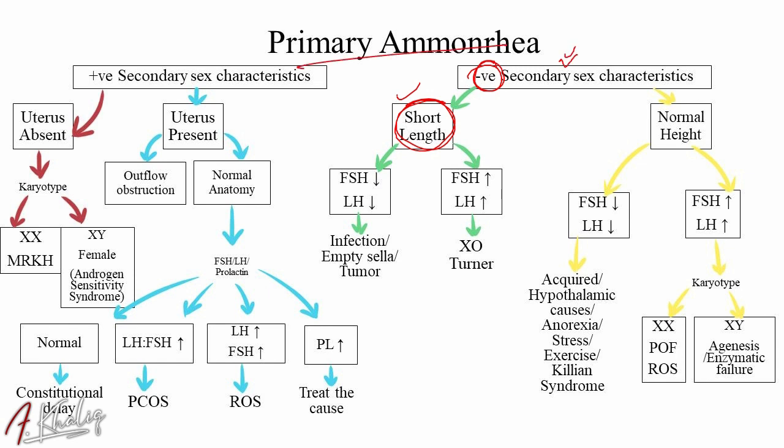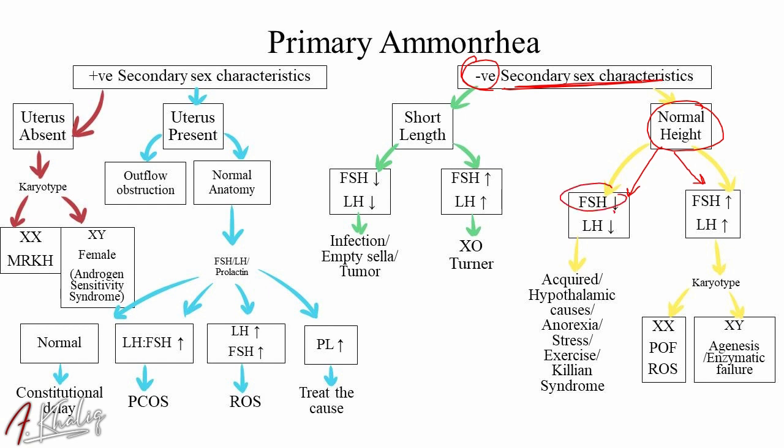Then you're going to see the FSH and LH. If the FSH and LH both are low, it means there's some infection or Empty Sella syndrome or some tumor. But if the FSH and LH are high with short height, negative secondary sex characteristics and primary amenorrhea, the patient is going to be Turner syndrome. While if you imagine the other side, if you have negative secondary sex characteristics with normal height, you can go again with the FSH and LH labs.